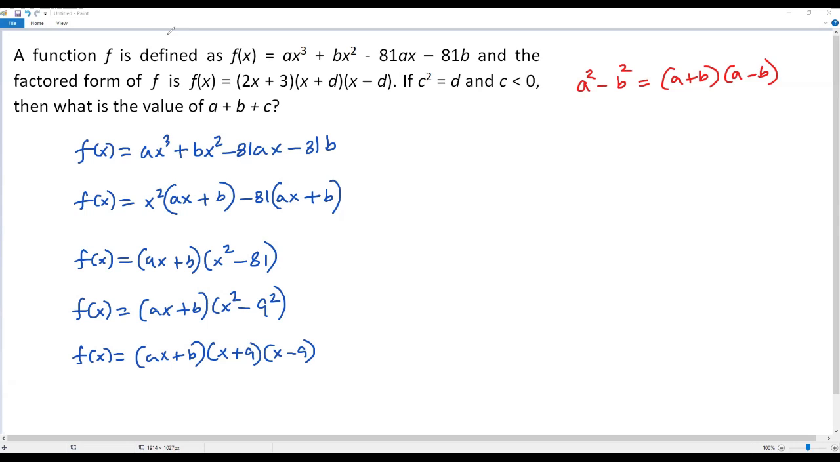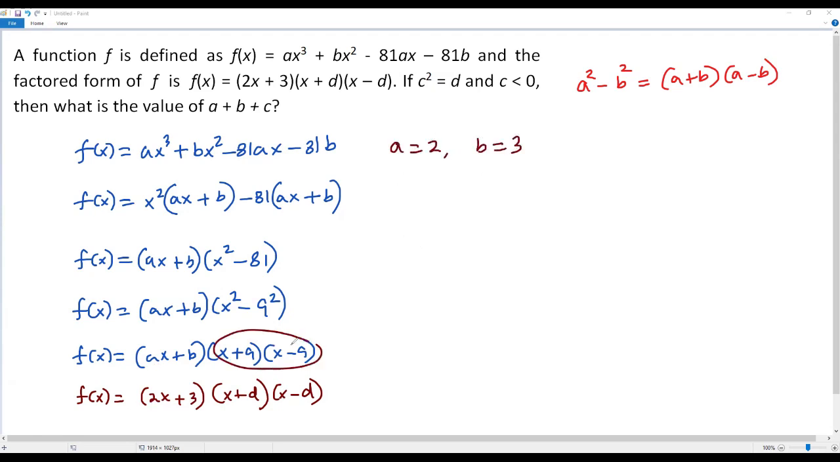Now let me take the factored form of the given function: f(x) = (2x + 3)(x + d)(x − d). When I consider the first factor, (ax + b), it's exactly in this form, and the other two factors are in the form (x + d) and (x − d). Comparing these, we get a = 2, because in place of a we have 2, and in place of b we have 3. So a = 2 and b = 3.